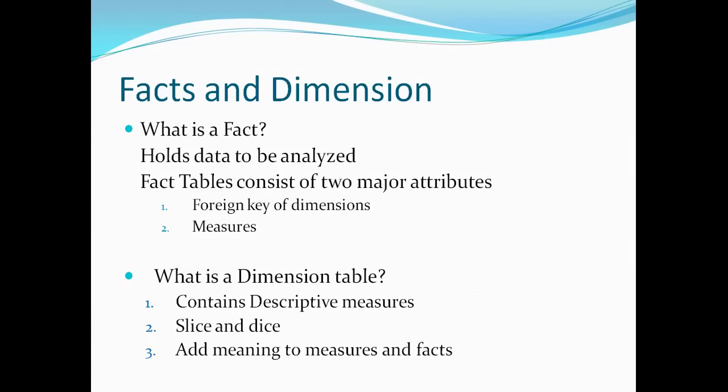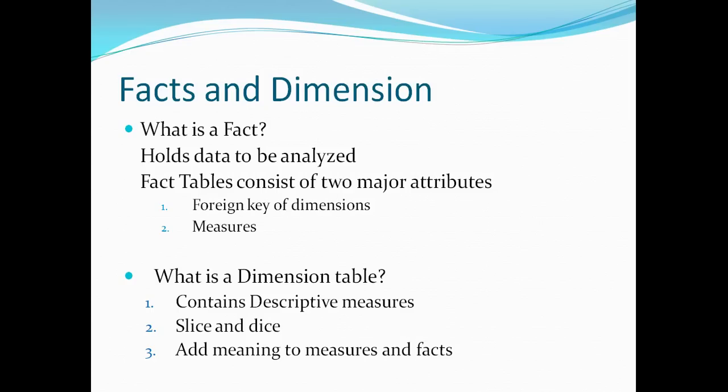Then we have a bunch of measure columns which actually give us the meaningful information. So for an e-commerce website, the price of a product is a measure, the quantity that is being sold is a measure, and that kind of stuff.